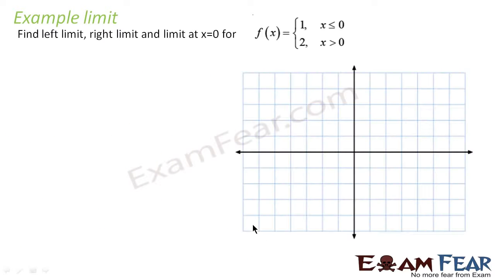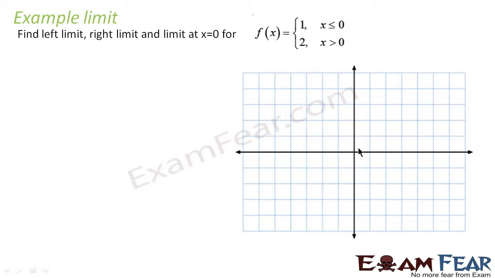We'll take one more example. We have to find the left limit, right limit, and the limit at x is equal to 0 for this function. For any number that is less than 0, the function value is 1, and for any number greater than or equal to 0, the function value is 2. So this 0 is included here.